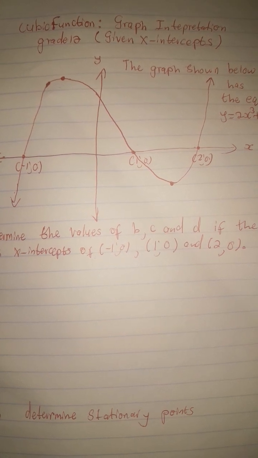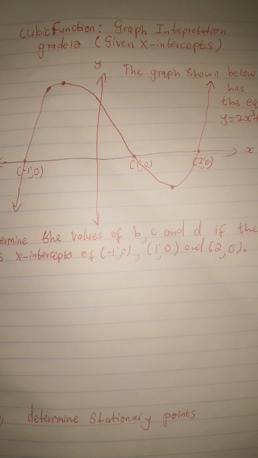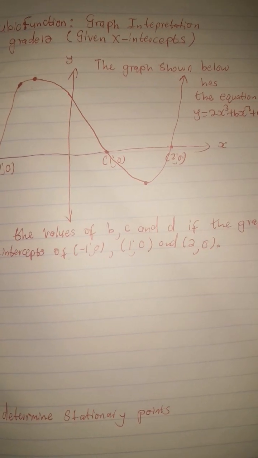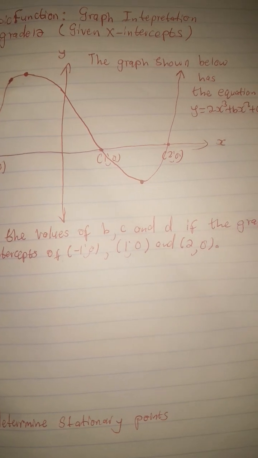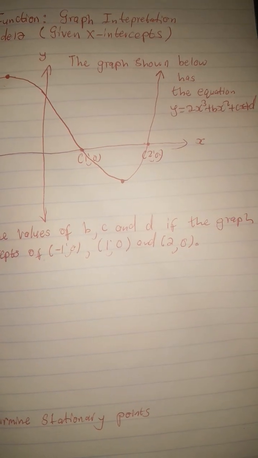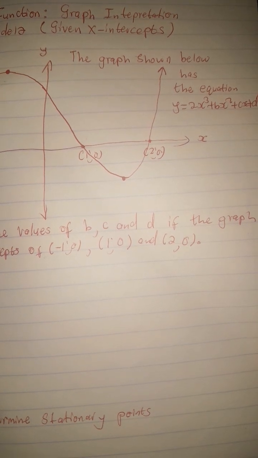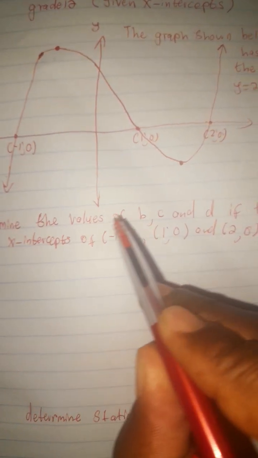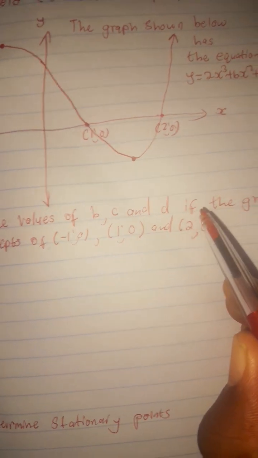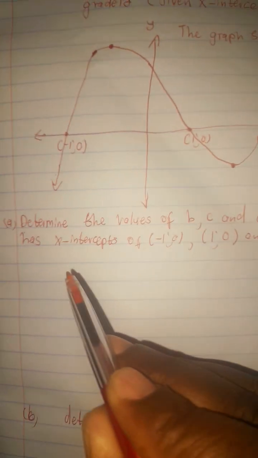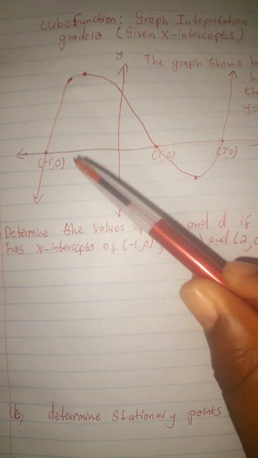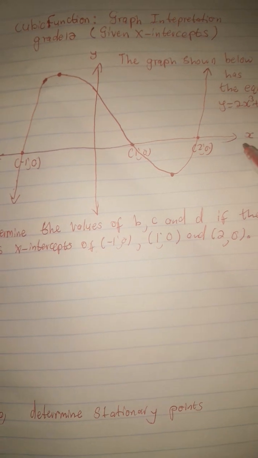In today's video, we are going to look at case one. When you're given, in case one, let's say in a cubic function, three x-intercepts. Consider this. The graph shown below has an equation y equals 2x cubed plus bx squared plus cx plus d. So the first question here requires us to determine the value of b, c, and d, if the graph has x-intercepts at -1, 1, and 2.